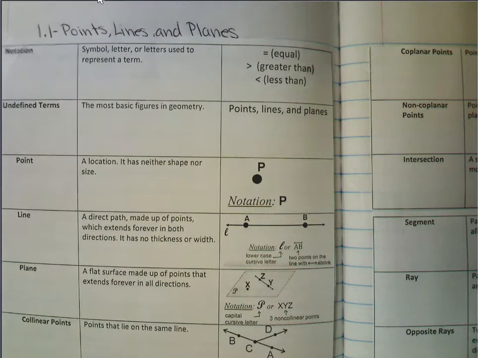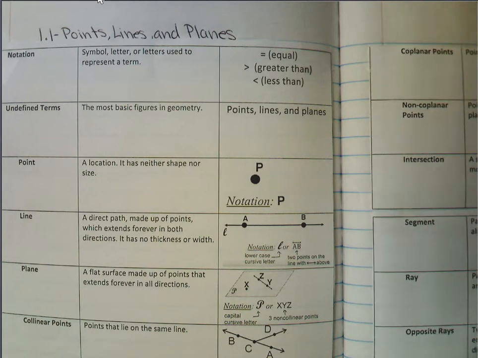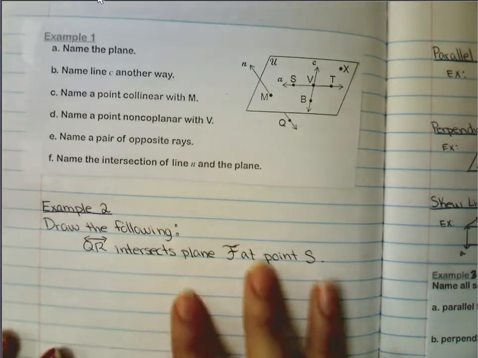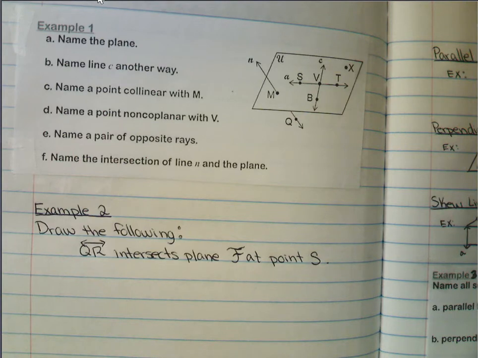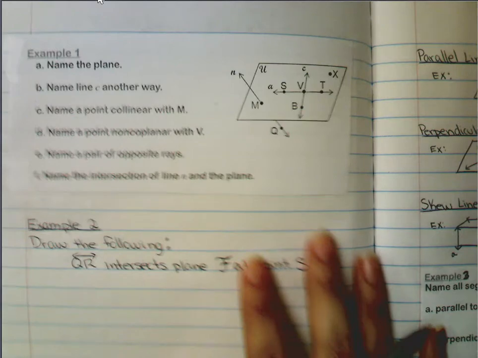Alright, so we're on 1.1. This is the vocabulary. You can get it from the document that's attached for vocabulary. I'm going to go over examples 1, 2, and 3 for this section. Example 1 covers the vocabulary, which you should already have in your notebooks.